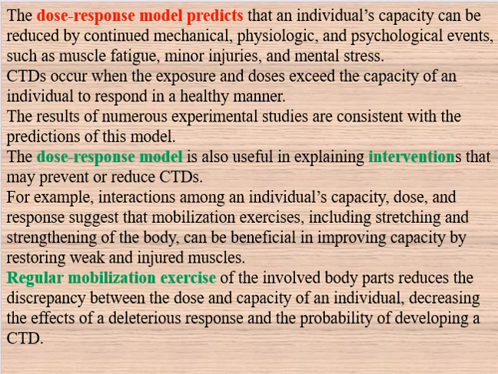For example, interactions among an individual's capacity, dose, and response suggest that mobilization exercise, including stretching and strengthening of the body, can be beneficial in improving capacity by restoring weak and injured muscles. Regular physical exercise and mobilization exercise of involved body parts reduce the discrepancy between the dose and capacity of the individual, decreasing the effect of a deleterious response and the probability of developing a CTD.